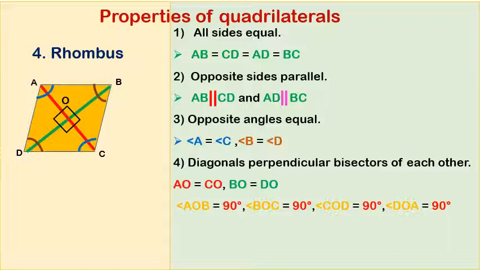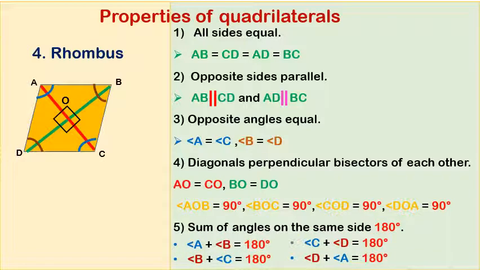And you can see angles: angle AOB equal to 90 degrees, angle BOC equal to 90 degrees, angle COD equal to 90 degrees, and angle DOA also 90 degrees. Then fifth property, sum of angles on the same side is 180 degrees, which means angle A plus angle B equal to 180 degrees, angle B plus angle C equal to 180 degrees, angle C plus angle D equal to 180 degrees, and angle D plus angle A also 180 degrees.